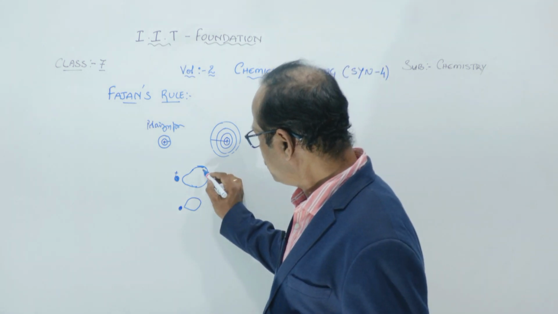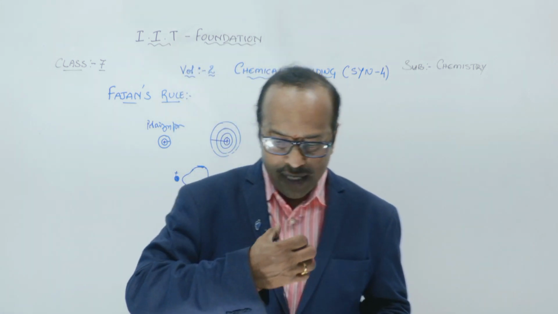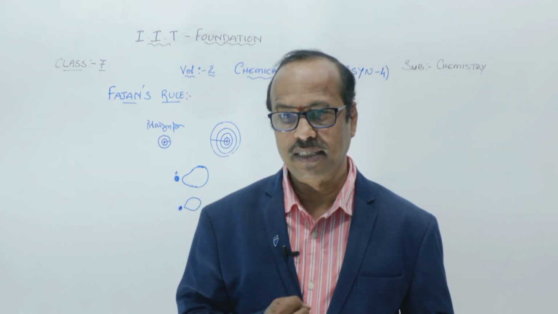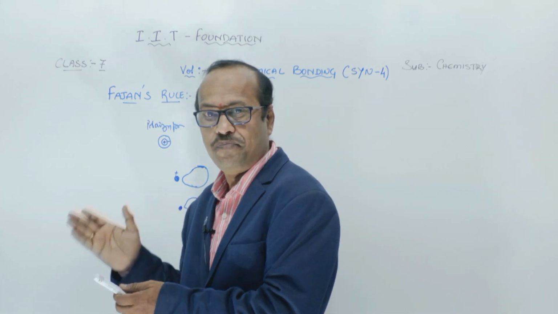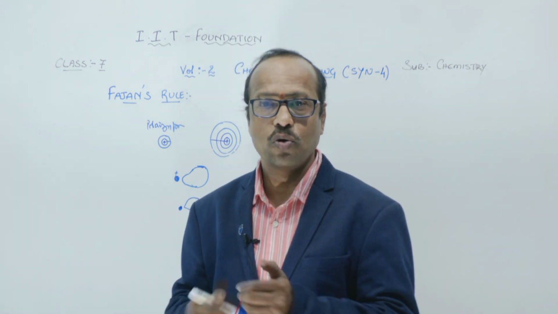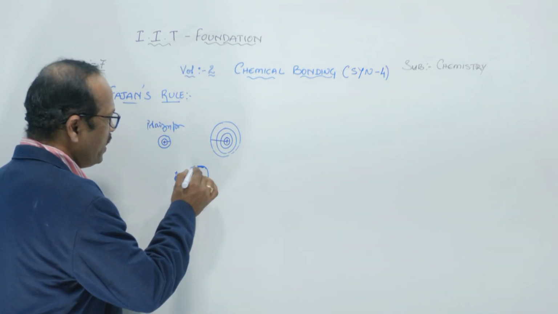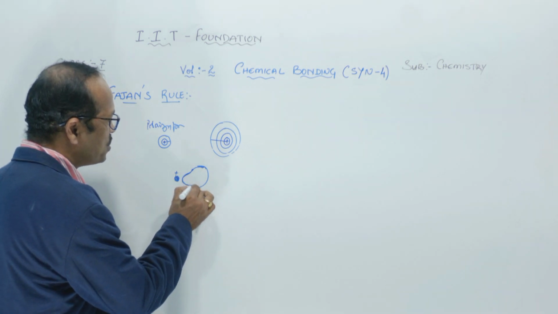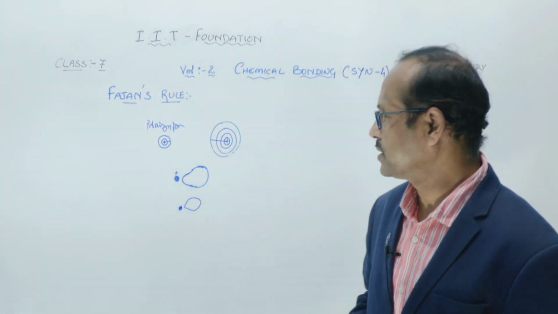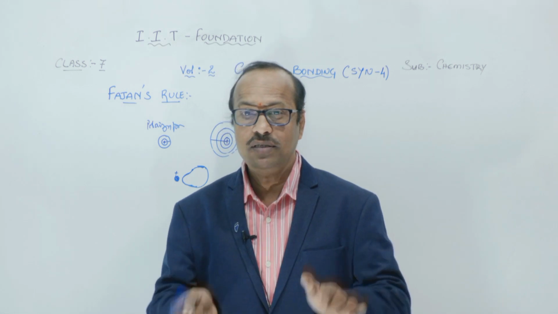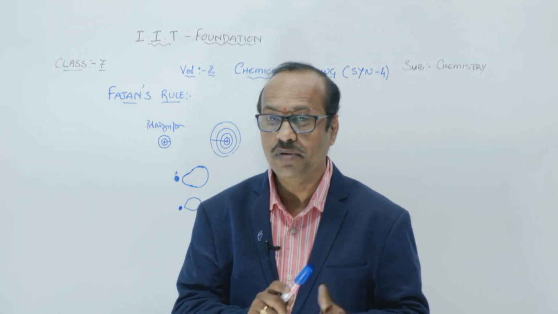Now this is the power of the cation. Due to this, the anion is changing its shape, and this is called polarizability. How much the anion gets its shape changed due to the cation is called polarizability. Now when the shape is changing, its covalent nature increases. As the covalent nature increases, the ionic nature decreases.